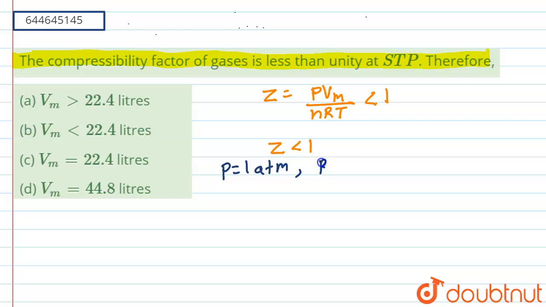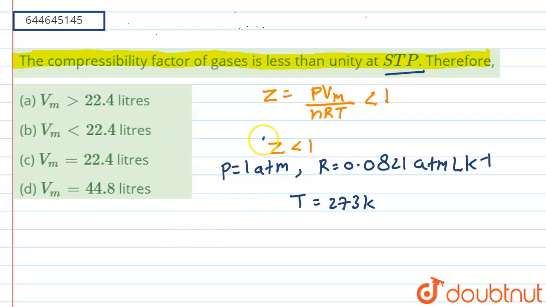the value of R is 0.0821 atm liter per Kelvin, and the value of temperature is 273 Kelvin. So these are the values of pressure, temperature, and universal gas constant at STP.